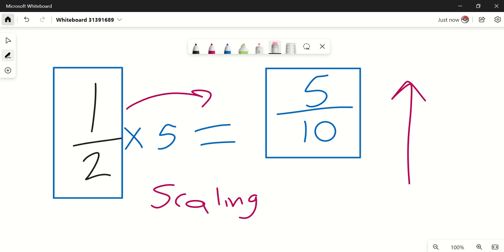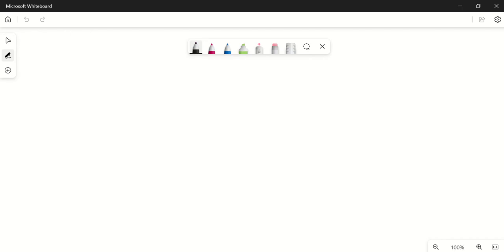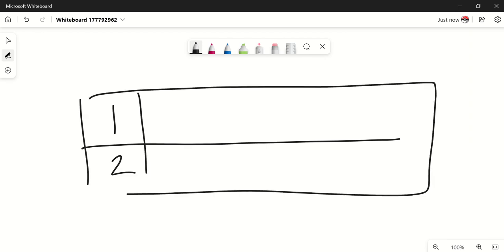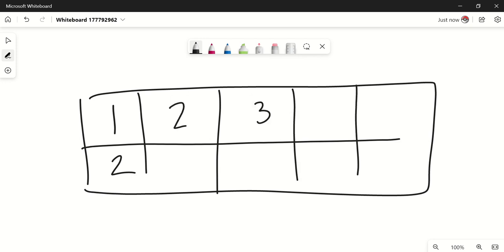So let's go ahead and start this over. Let's say we're at the county fair. For every 1 dart thrown, on average, I'm popping 2 balloons. This is my ratio table. If I threw 2 darts, 3 darts, 4 darts, and 5 darts, how many balloons would I pop? Remember, for every 1 dart, 2 balloons are being popped.